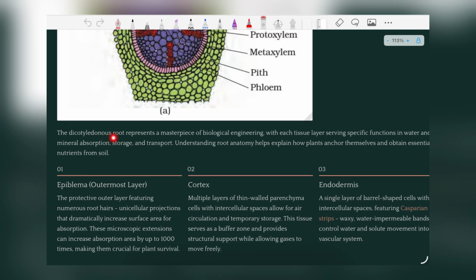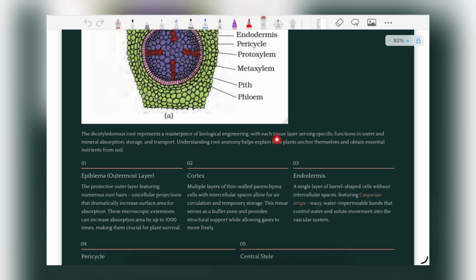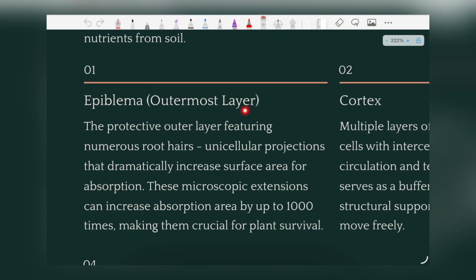The dicotyledonous root represents a masterpiece of biological engineering, with each tissue layer serving specific functions in water and minerals absorption, storage, and transport. Understanding root anatomy helps explain how plants anchor themselves and obtain essential nutrients from soil. Epiblemma, outermost layer. The protective outer layer featuring numerous root hairs, unicellular projections that dramatically increase surface area for absorption. These microscopic extensions can increase absorption area by up to 1000 times, making them crucial for plant survival.